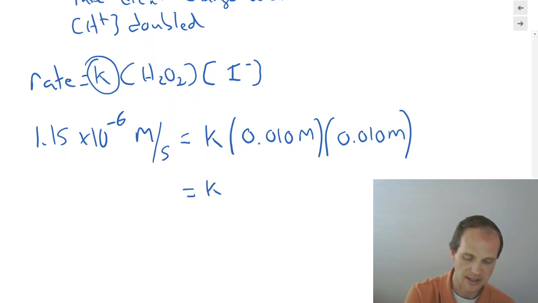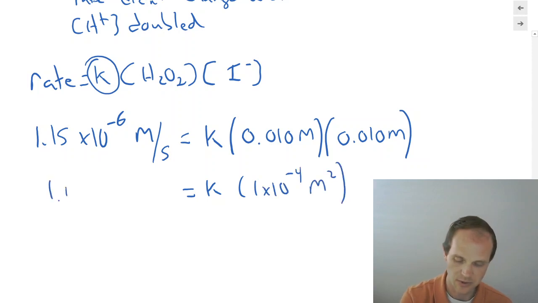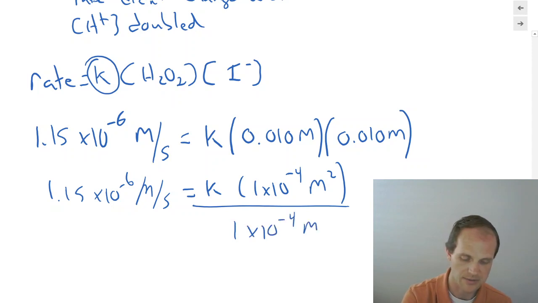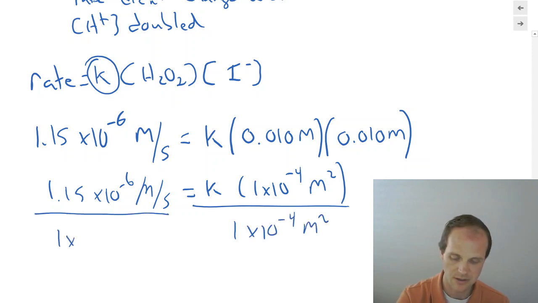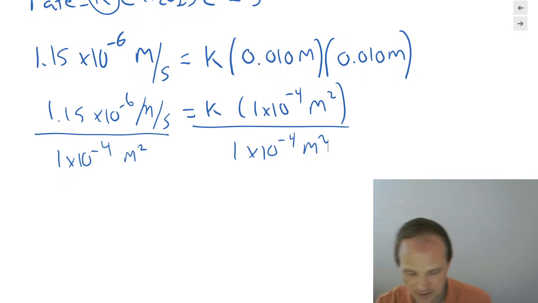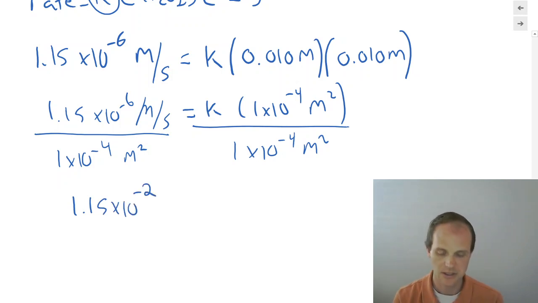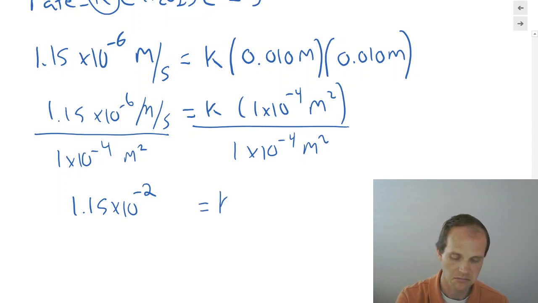You get k times 1 times 10 to the minus 4th molar squared is equal to 1.15 times 10 to the minus 6 molar per second. You divide both sides by 1 times 10 to the minus 4th molar squared, and you type that into a calculator. You're going to get 1.15 times 10 to the minus 2 is equal to k.